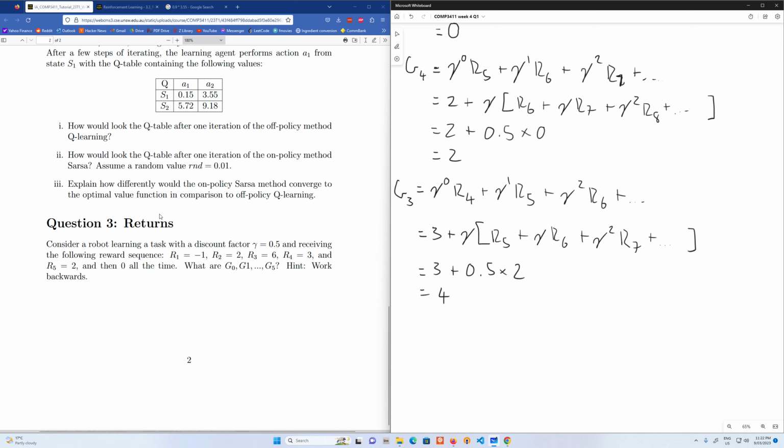So you can see how by working backwards and using this discount return equation, we basically just get the reward at the given time step for whatever G is associated with, and then we add to that the discounted return that we got from the previous one. So for G2, we should get the reward at time step 3, which was 6. And we're going to add 0.5 times the value that we got for G3, which was 4. So that ends up being 8.